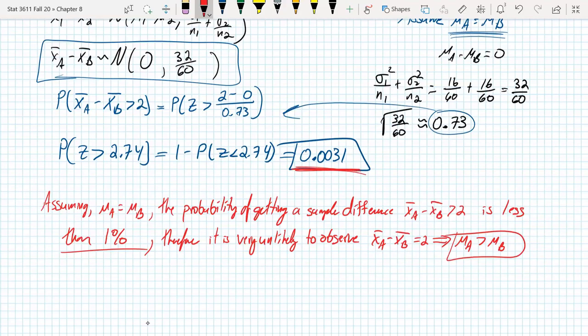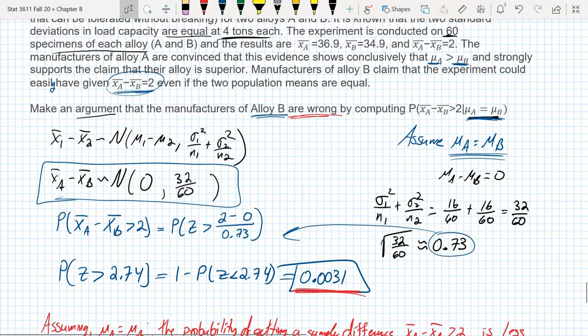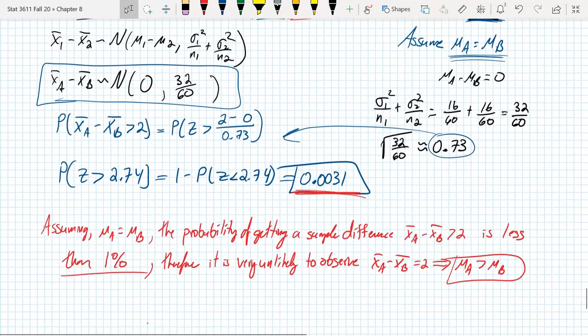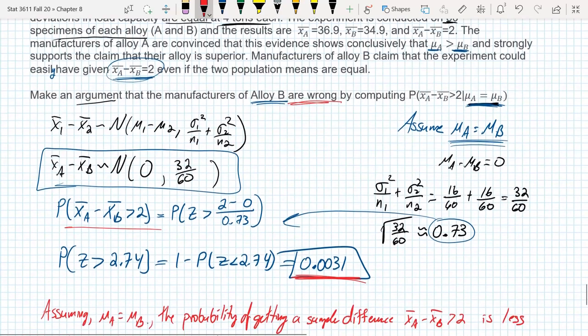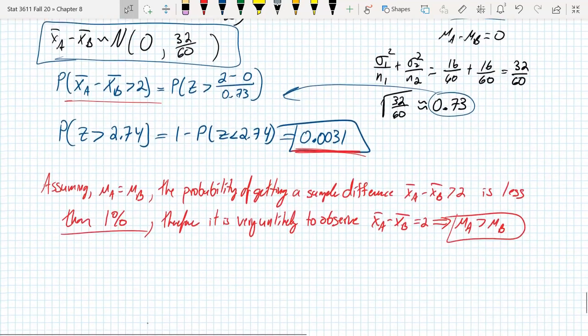There's a less than 1% chance that, if we ran this again, it is almost impossible, less than 1% chance that we would get such a value. Think about the complement of being larger than 2. That would be smaller than 2. If we ran this again 99 times out of 100, we're going to get a difference that's smaller than 2. And so the fact that this happened, even though we only ran it once, is good evidence that supports that alloy A has an average maximum load capacity that is stronger than alloy B.